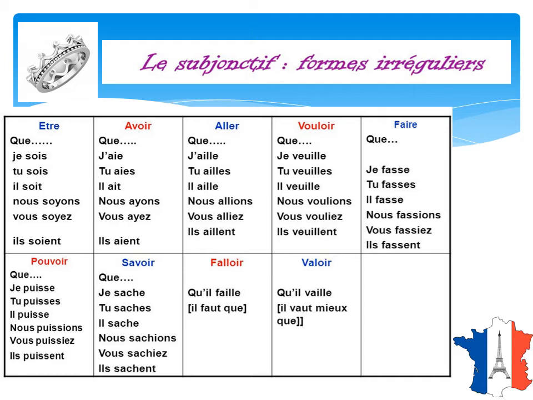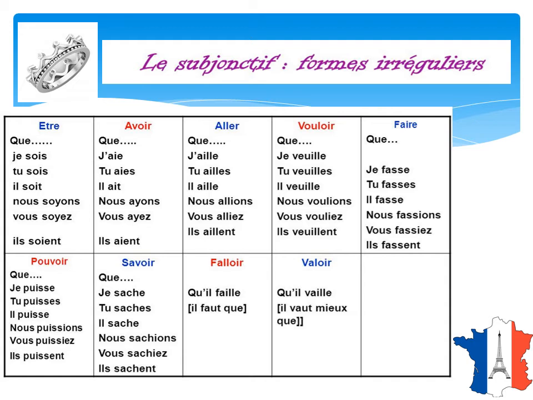Then we have vouloir, again, you should concentrate a lot on this verb. Que je veuille, okay, don't miss the spelling. Que tu veuilles, qu'il veuille, qu'elle veuille, que nous voulions, que vous vouliez, qu'ils veuillent, qu'elles veuillent. And then we have faire, which is very, very common. Que je fasse, que tu fasses, qu'il fasse, qu'elle fasse, que nous fassions, que vous fassiez, qu'ils fassent, qu'elles fassent.